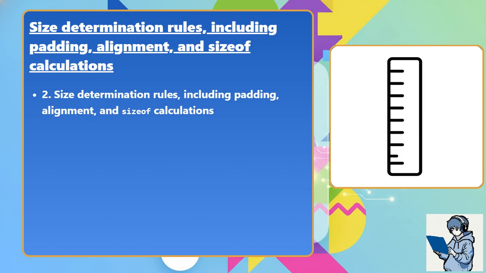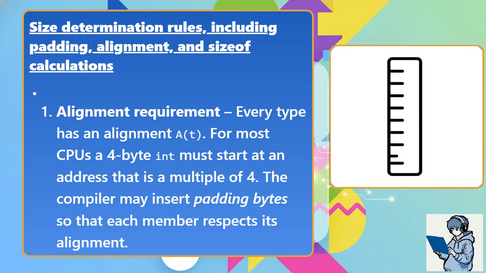Part 2: size determination rules, including padding, alignment, and sizeof calculations. Alignment requirement: every type has an alignment A of T. For most CPUs, a 4-byte int must start at an address that is a multiple of 4. The compiler may insert padding bytes so that each member respects its alignment.